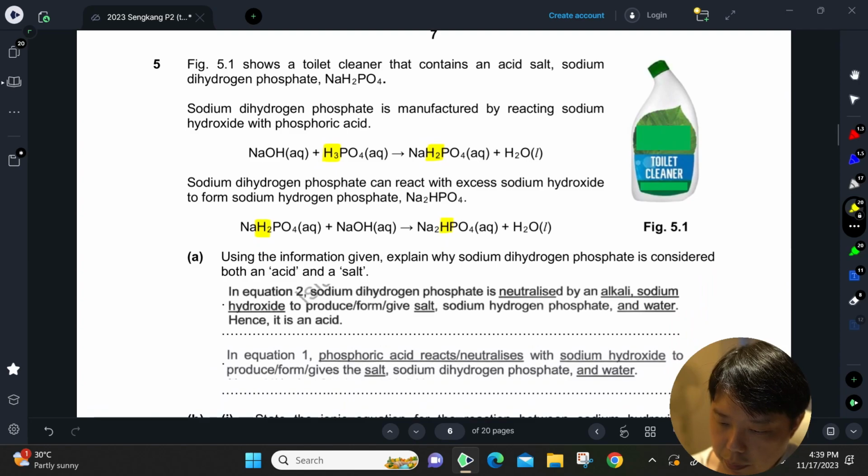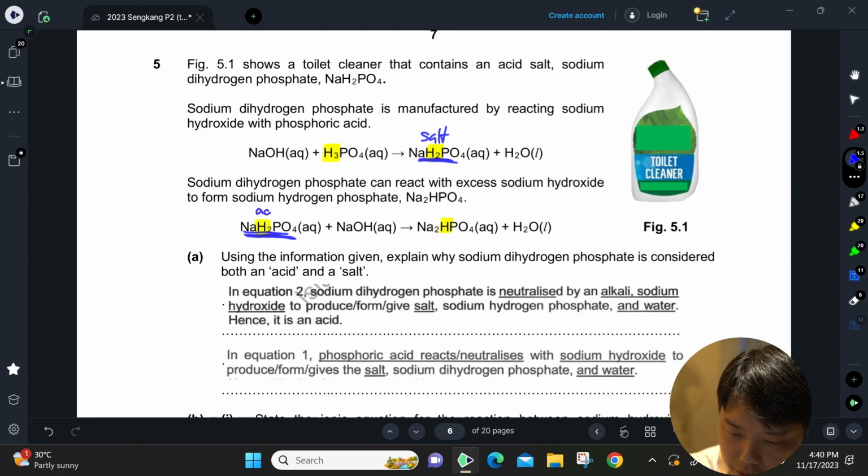Using the information given, explain why sodium dihydrogen phosphate, the one with two hydrogens, is considered both an acid and a salt. So this species here, with two H's, can be neutralized by sodium hydroxide, and it is also being produced as a salt. The identity is the salt, which is a product of a neutralization between phosphoric acid and sodium hydroxide. And the identity here is acting as an acid that reacted with a base to give another salt. So it is both a salt and an acid at the same time.